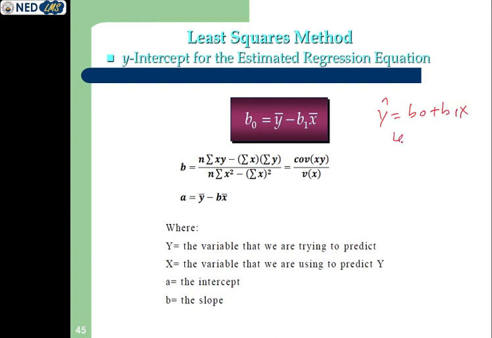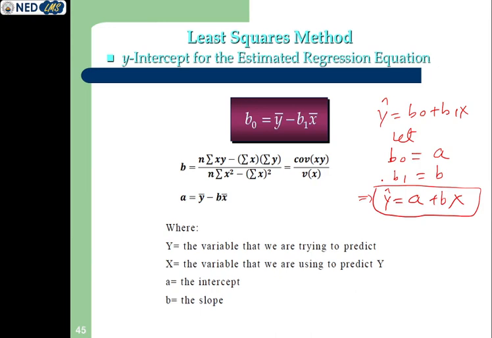Now, for convenience, let B naught be equal to A and B1 be equal to B. So what does the linear regression model become? Y equal to A plus Bx. Simply, A plus Bx is the slope intercept form. So now student, you remember this equation. This is the estimated linear regression model, and we need the values of A and B. B is the slope, A is the y-intercept.